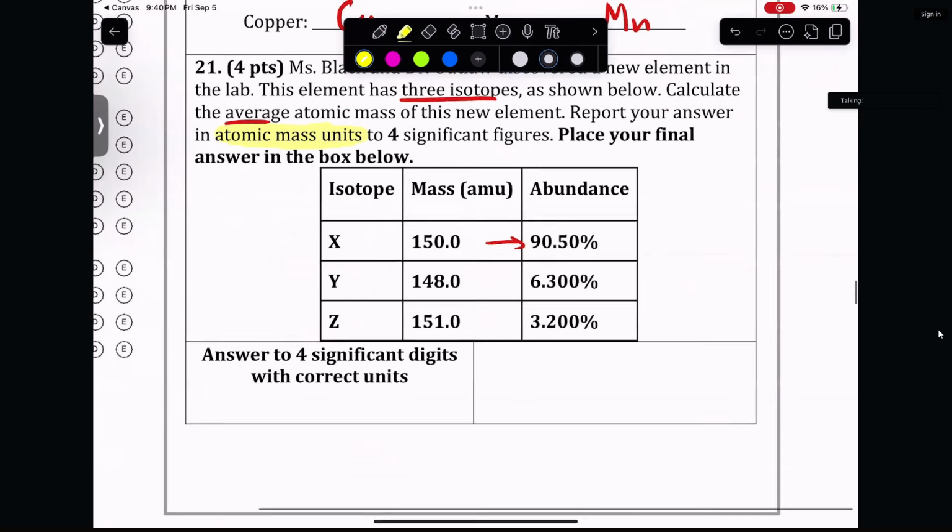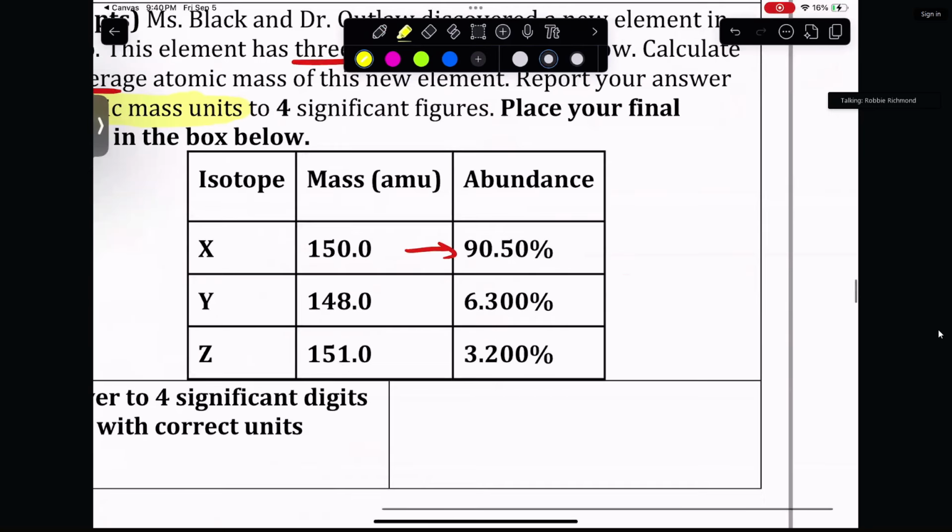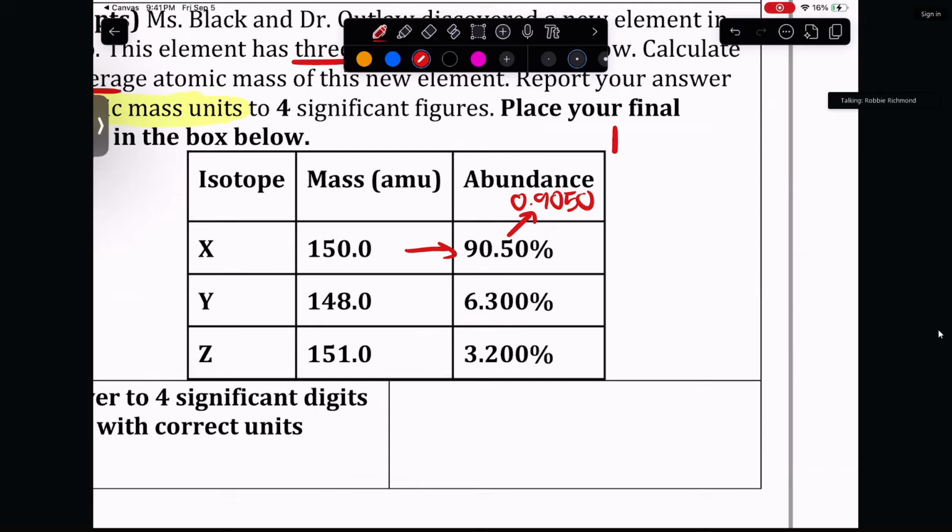Alrighty. So for mass, AMU, that's 150 times 90%, which in the calculator you should put as 0.9050, because that is the definition of a percentage. You take the one that would be 100%, and anything below that would just be written after the decimal point.